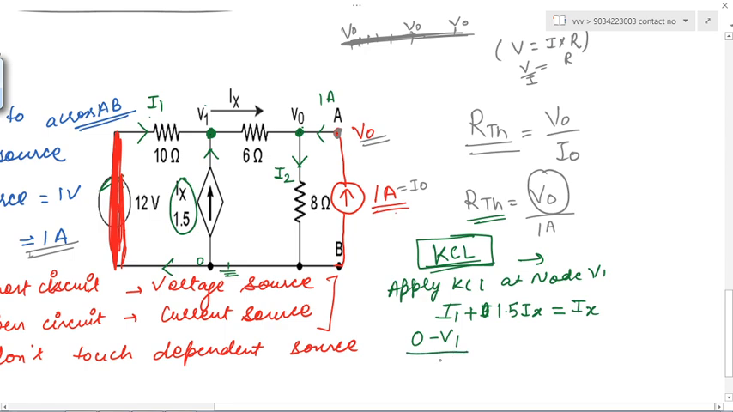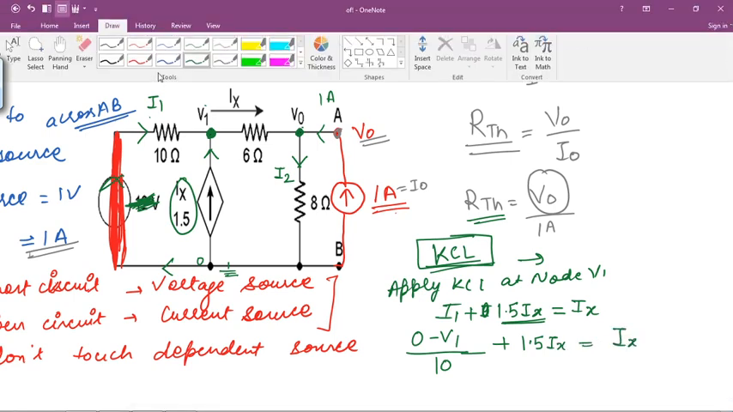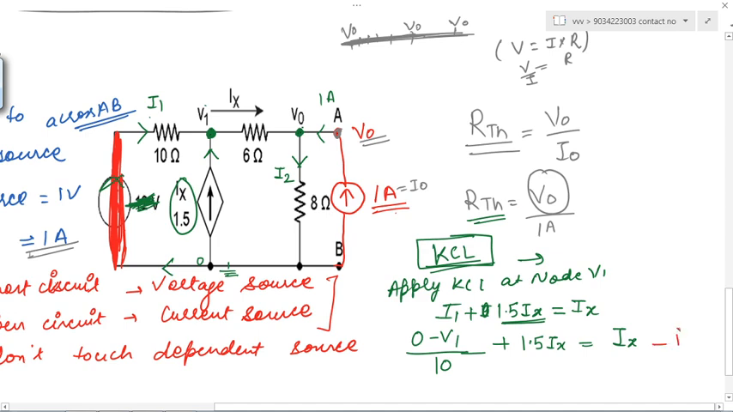How much resistance is there? 10 ohm. And this 12 volt is nothing, because we have short circuited. Now again, if a current source is present, we don't need to convert it into voltage terms. Directly write down 1.5 Ix is equal to Ix. This is the equation 1 you got.